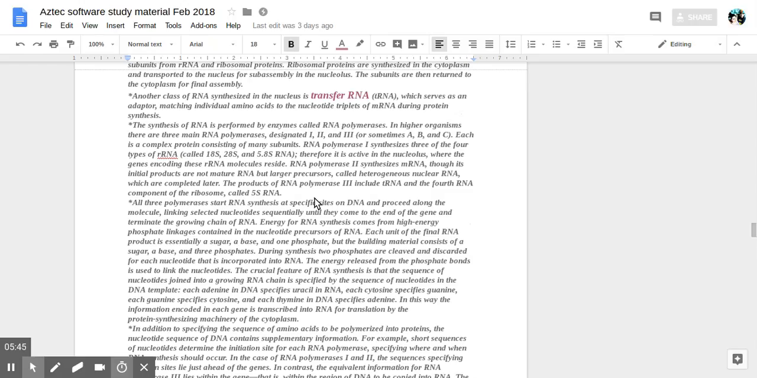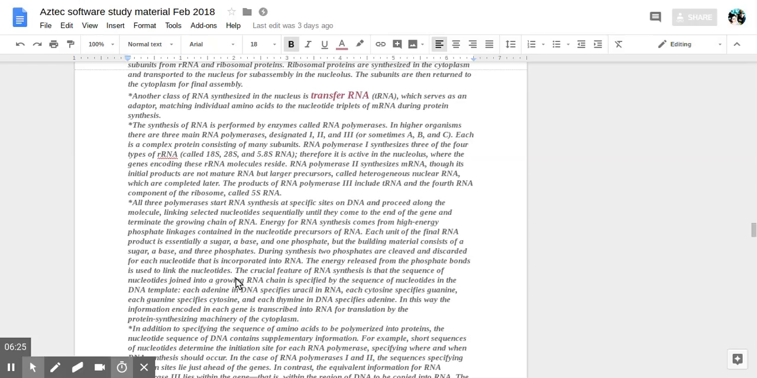precursors of RNA. Each unit of the final RNA product is essentially a sugar, a base, and one phosphate, but the building material consists of a sugar, a base, and three phosphates. So that's where the energy is coming from, the phosphates. During synthesis, two phosphates are cleaved and discarded for each nucleotide that is incorporated into RNA. The energy released from the phosphate bonds is used to link the nucleotides.